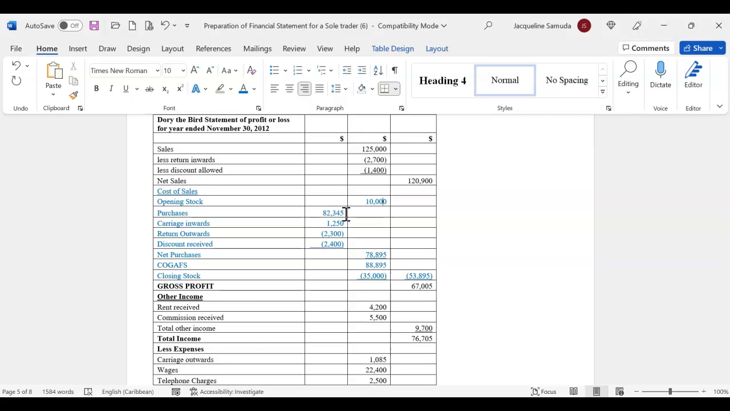Now, at some time throughout the year, Dory the Bird purchased goods but changed her mind and did not want them anymore. So she had to send them back to the supplier, and that is called return outwards. So when these goods are returned, they reduce the amount of stock that is in the shop for sale, which is why the figure returned outwards is bracketed. It shows that it is going to be subtracted from the purchases figure. So inside the purchases figure of $82,345 are goods that were returned, and they were valued at $2,300. So they are to be removed from the purchases figure, which is why the figure is bracketed.